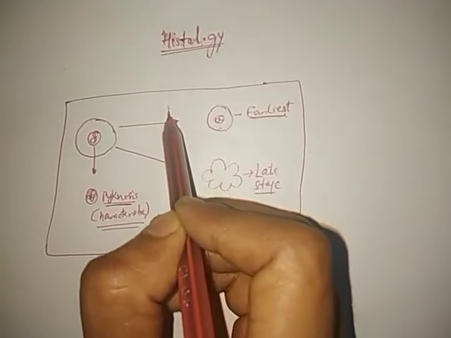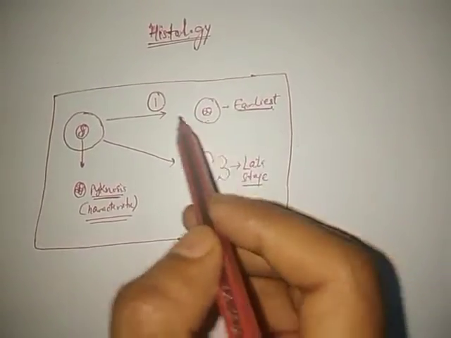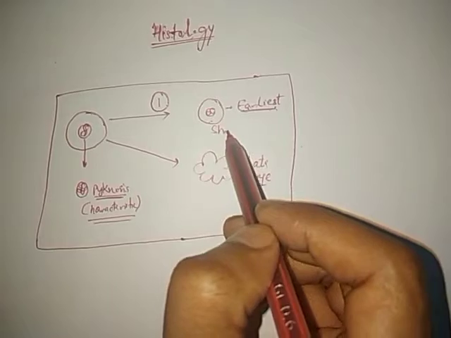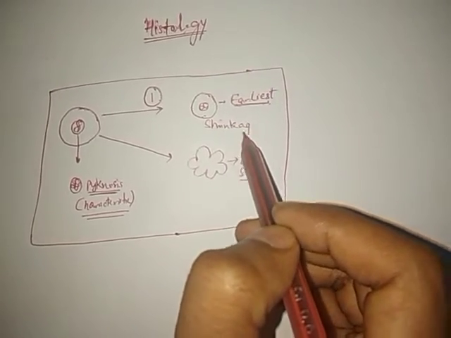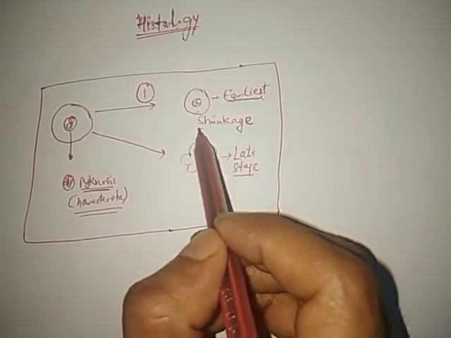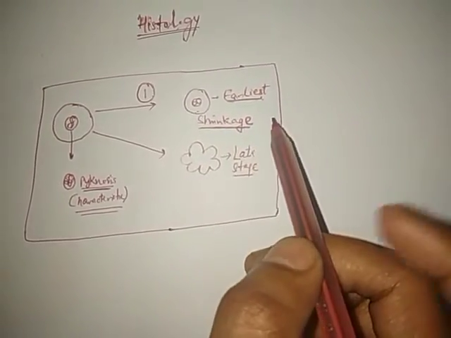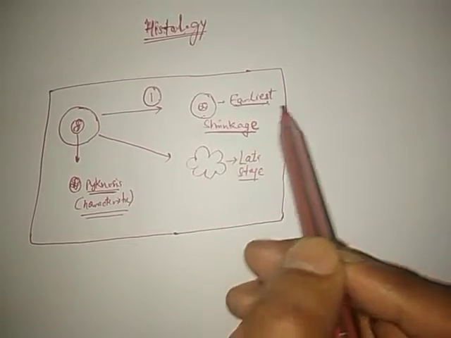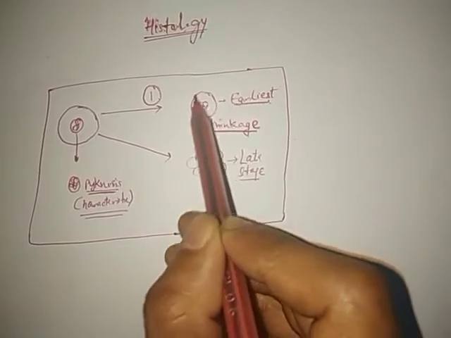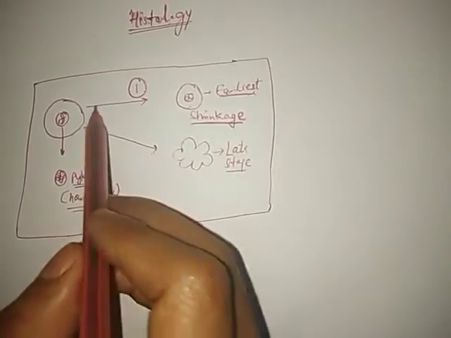The other feature is cell shrinkage. In apoptotic cells, we see cell shrinkage. Another point I want to highlight here is that in apoptosis there is cell shrinkage, while in necrosis there is cell swelling. The cell enlarges in necrosis, while the cell becomes smaller in size in apoptosis, which is the earliest feature.